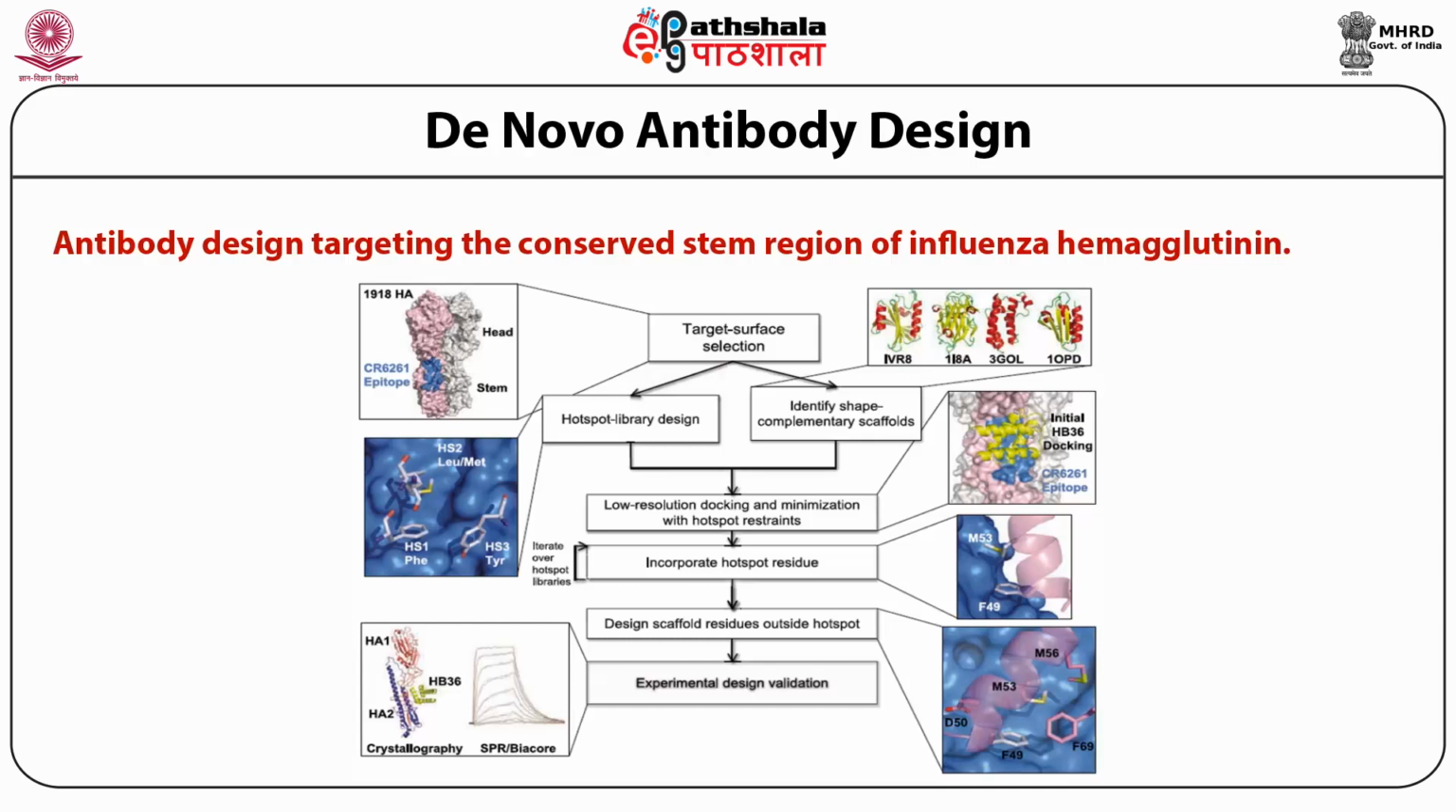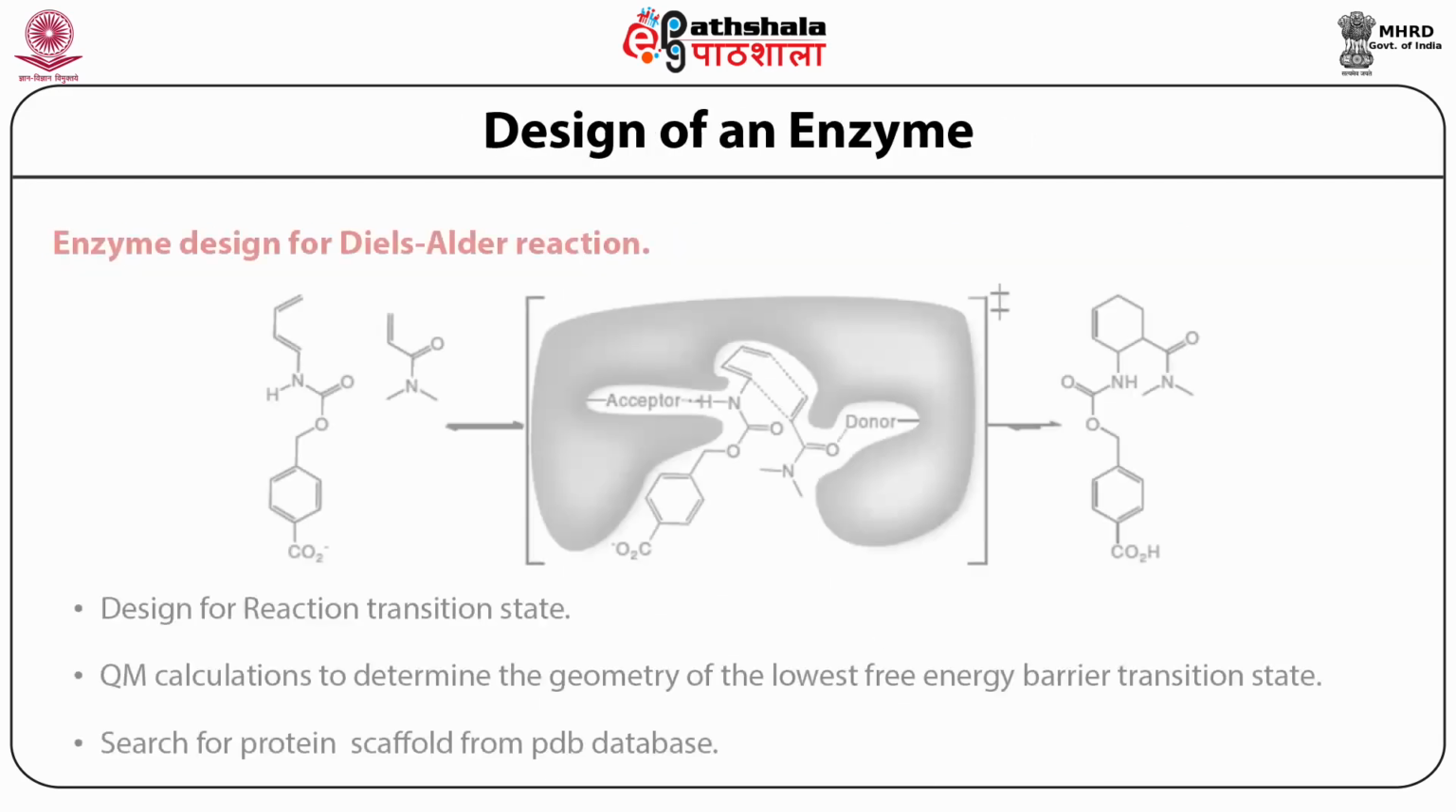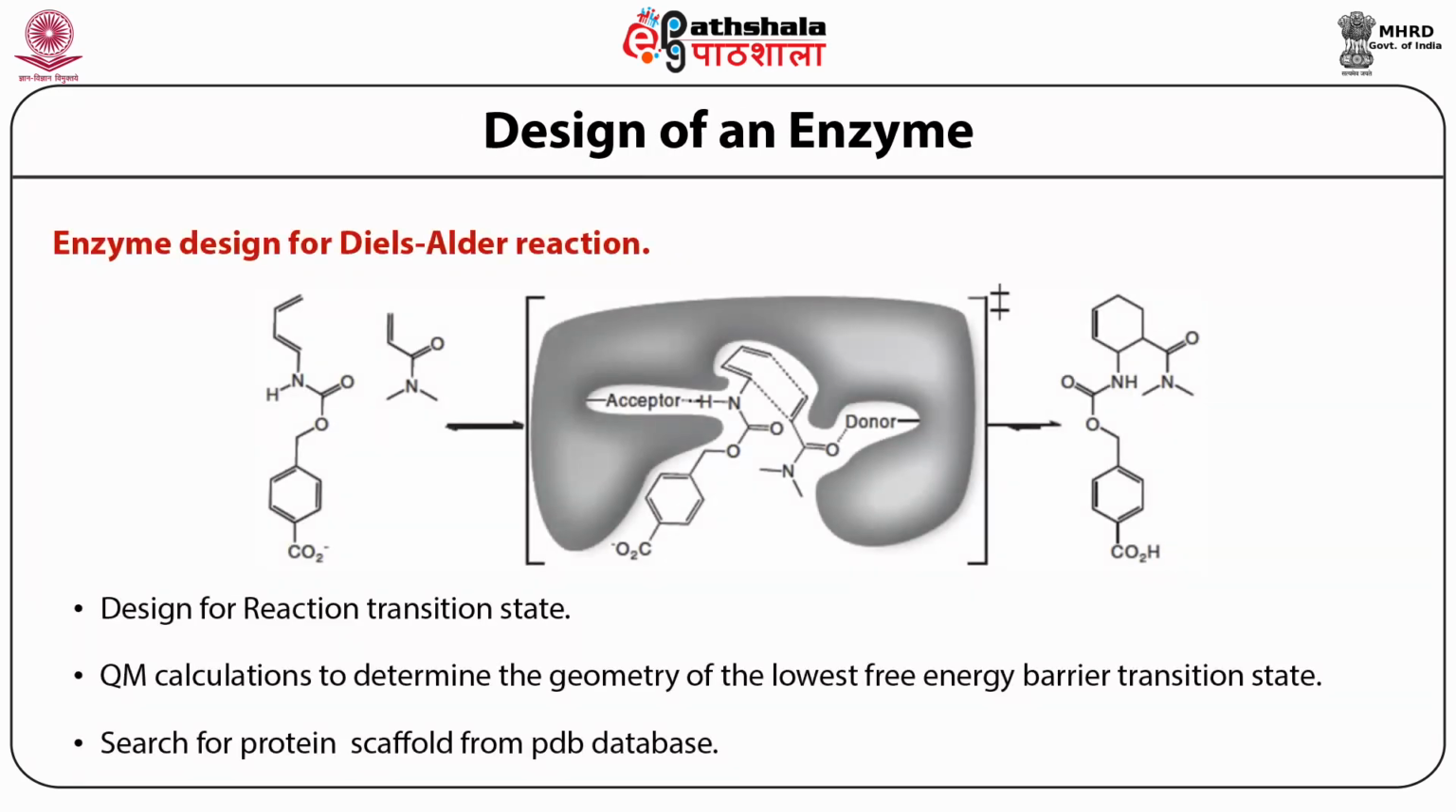Using low resolution docking and minimization with the hotspot restraints, they were trying to match this hotspot region and the shape complementarity scaffold. In the next step, they incorporated these hotspot residues onto the scaffold, and finally they designed the scaffold residues outside the hotspot through the docking studies, and finally they got some output. The output they synthesized and expressed the protein for the experimental validation. This is another success story of the de novo protein design.